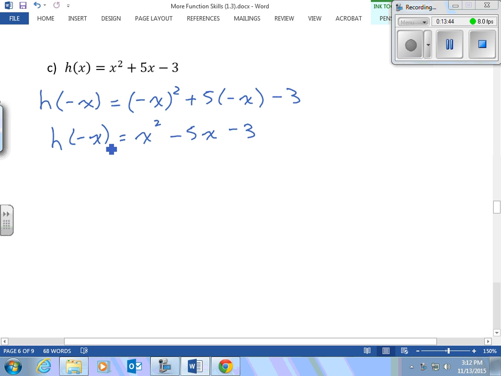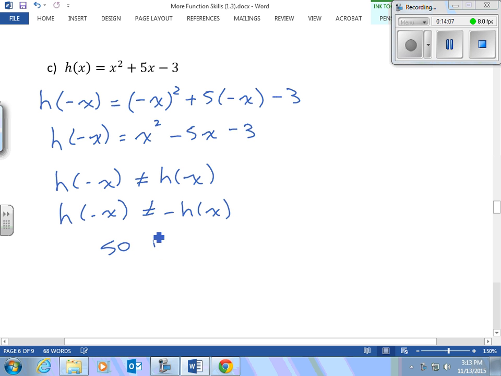Is that the same as h of x? It's not, because this one term has changed, but it's also not the same as negative h of x. So h of negative x does not equal h of x, and h of negative x does not equal negative h of x. So it is neither even nor odd.